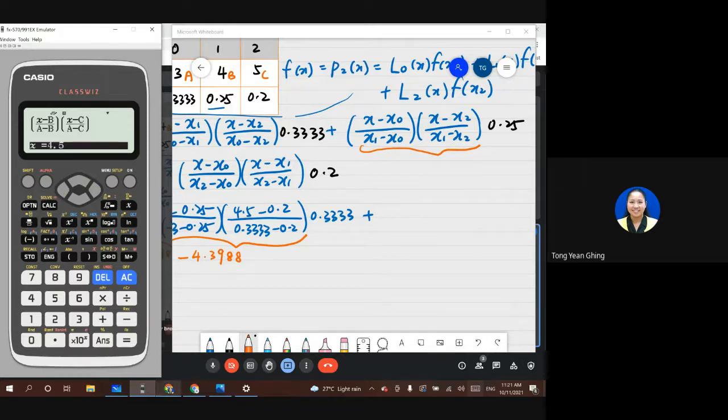Wait, again. Just now x is 4.5, correct. And then b, I made a mistake just now. So b is basically this one, right? B is this one, x0. X0 is 3. And then a becomes x1 here, right? X1 is 4, correct? And then this one, the value is 0.75.